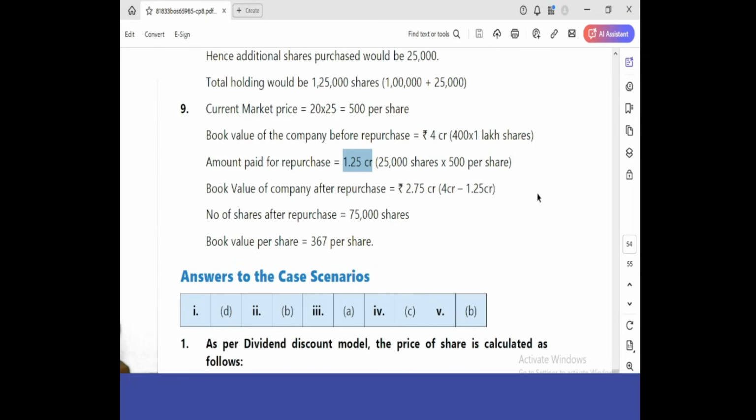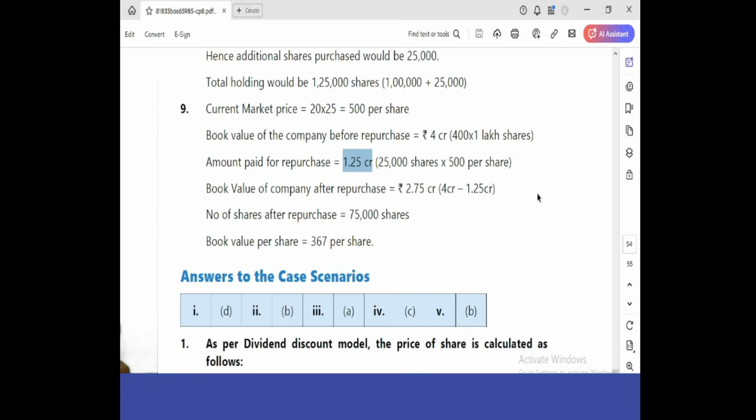I am emphasizing this point because when 1 crore 25 lakh is spent for buyback, the assets will go down. Yes or no? The cash on your balance sheet will reduce by 1 crore and 25 lakh. The 4 crore includes cash as well. Now from that you subtract 1 crore and 25 lakh. Now what is the net assets after buyback? After you spend 1 crore 25 lakh, it's around 2 crore and 75 lakh or 2.75 crore.